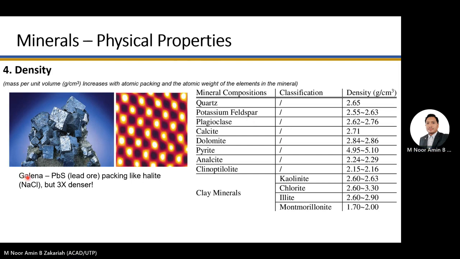So this is the type of minerals that have different density values. For example, quartz is roughly 2.65. Potassium feldspar has lower, plagioclase has a little bit higher. Calcite is higher, dolomite is even higher, pyrite is higher still. These mineral compositions are common elements found in rocks, such as dolomite and pyrite, and their density classifications. Clay minerals like kaolinite and montmorillonite mostly have lower density compared to quartz, and also plagioclase, feldspar, or calcite even more. Okay.